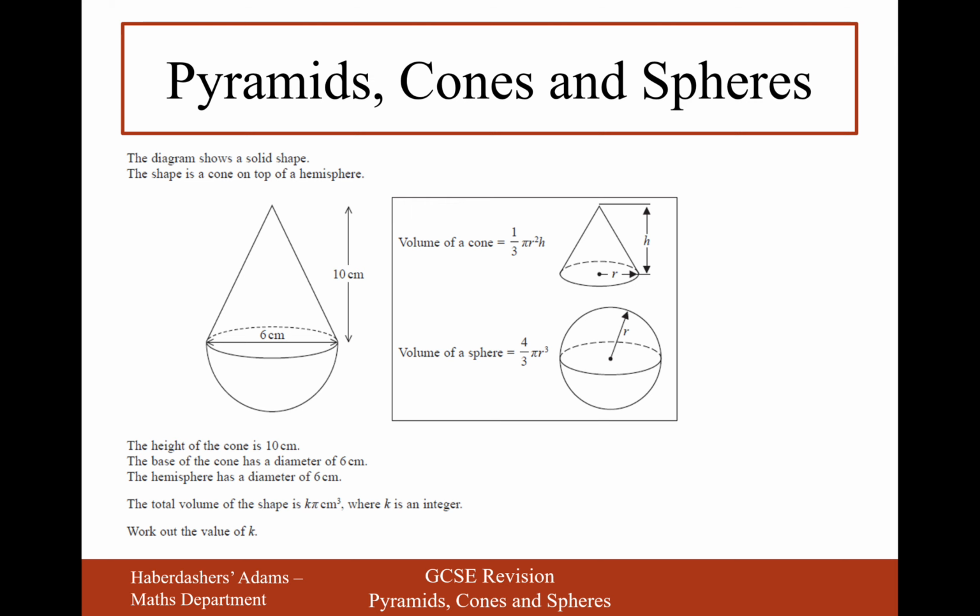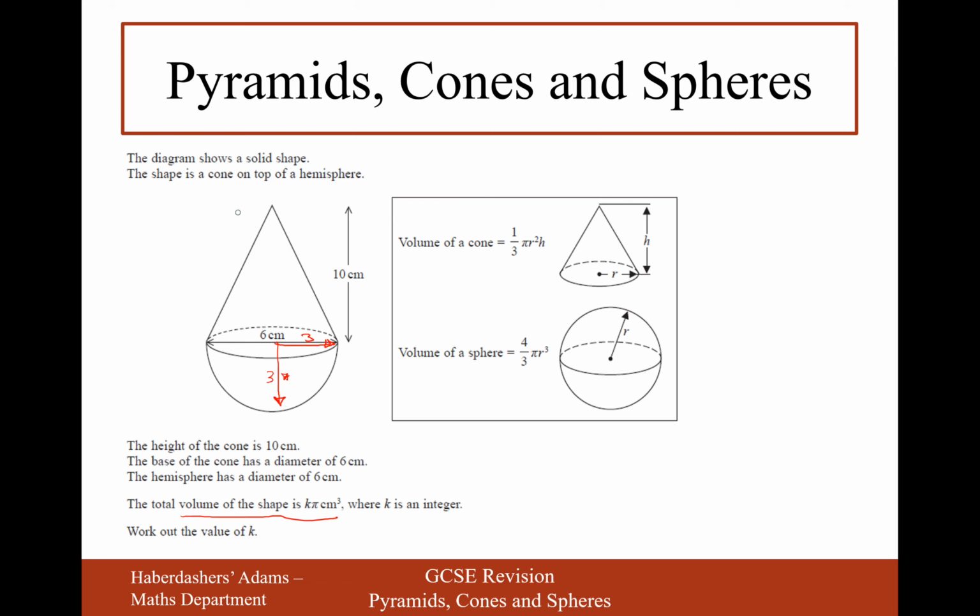Okay, so in this question here we have a cone on top of a hemisphere. Now the key for this question here is to identify that your radius is going to be the value 3, and that's going to be in all directions. So it's also going to be a radius of 3 in that direction as well. So the total volume of the hemisphere is k times pi, where k is an integer. Work out the value of k. So we want to work out basically the volume of the shape in terms of pi.